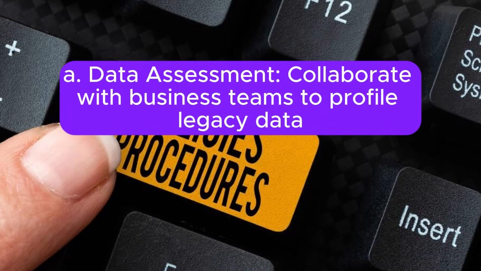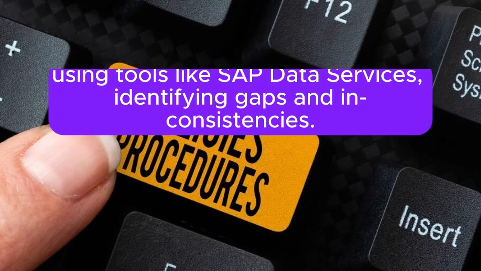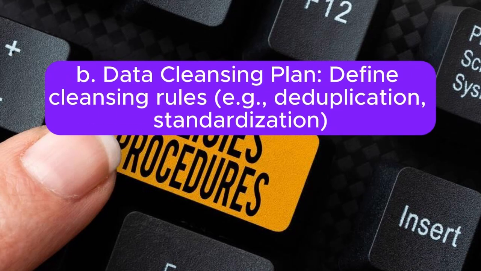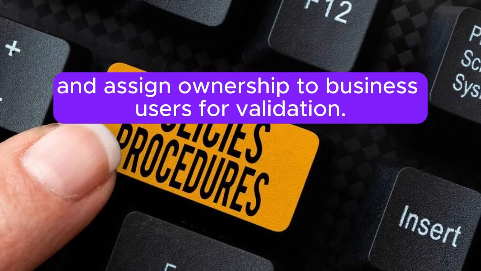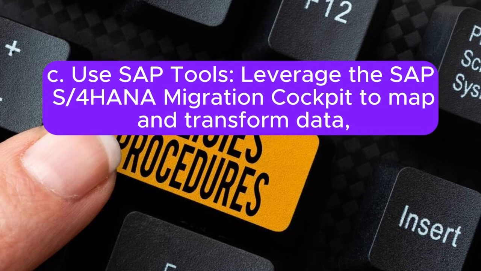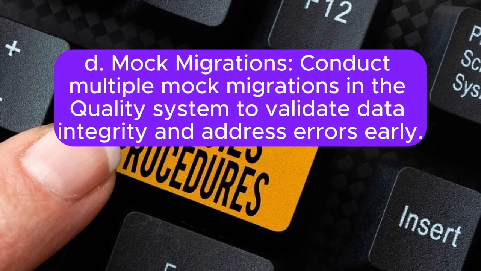A. Data assessment. Collaborate with business teams to profile legacy data, using tools like SAP Data Services, identifying gaps and inconsistencies. B. Data cleansing plan. Define cleansing rules, for example, deduplication, standardization, and assign ownership to business users for validation. C. Use SAP tools. Leverage the SAP S/4HANA Migration Cockpit to map and transform data, ensuring compatibility with the simplified S/4HANA data model.